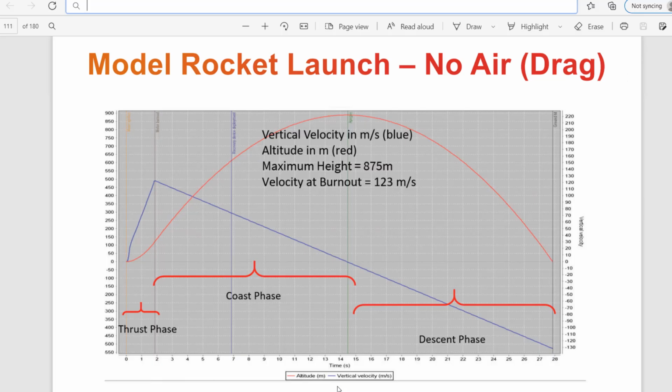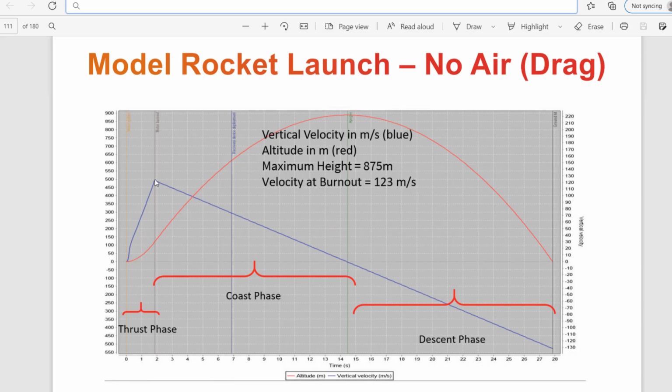So let's take a look at this graph in detail. The blue line is the vertical velocity, and the red line is the altitude. So here is the thrust phase, from here at launch, where the velocity is 0, to here where the velocity is at its maximum. When the velocity is at its maximum, it's called the velocity of burnout, and that denotes the end of the thrust phase and the start of the coast phase.